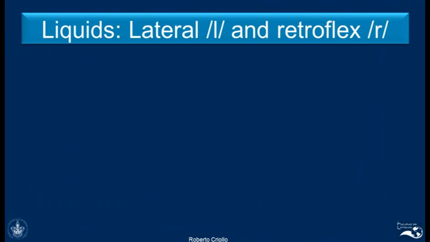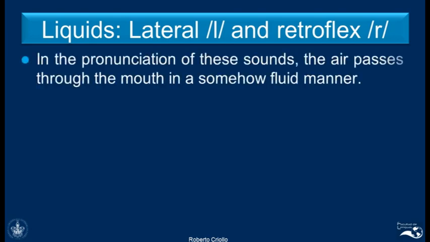Now, there are other kinds of sounds that are very particular, called liquids. We have two kinds of liquid sounds: the lateral and the retroflex. The reason why these sounds are called liquid is because when we pronounce them, the air passes through the mouth in a very fluid manner. That means that we don't feel any kind of obstruction or friction, but they just flow very smoothly.